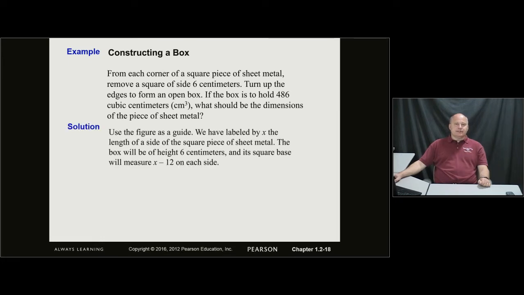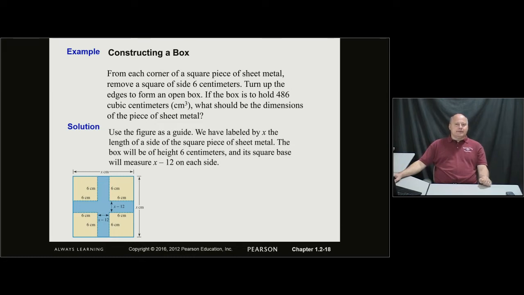All right, let's look at this. So we're going to use this figure as a guide. We have labeled by X the length of the side of the square piece of sheet metal. The box should have a height of 6 centimeters, and its square base should measure X minus 12 on each side. Like, why is that?